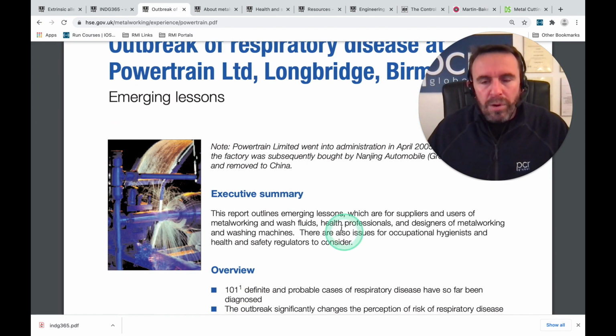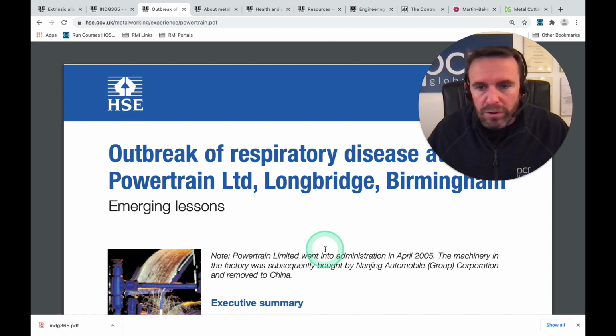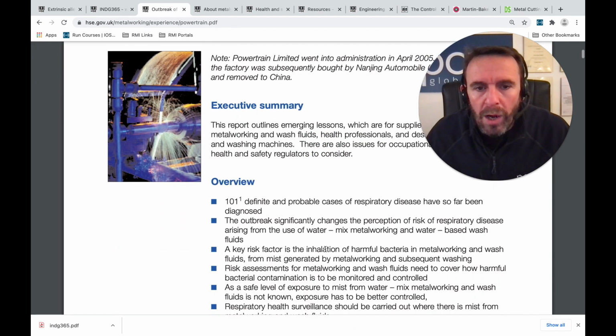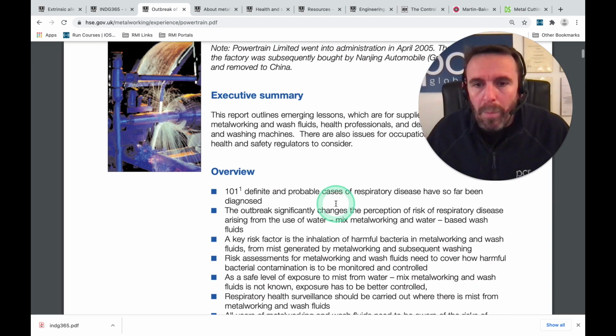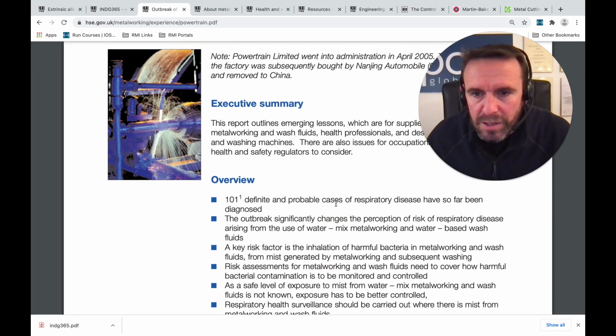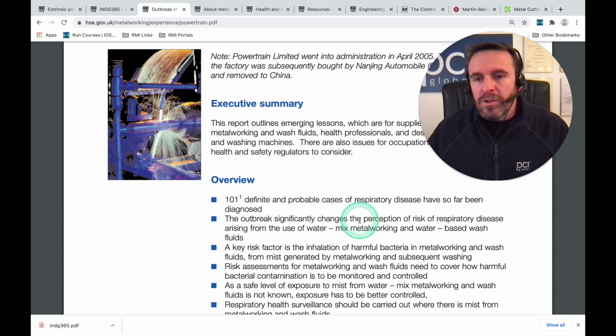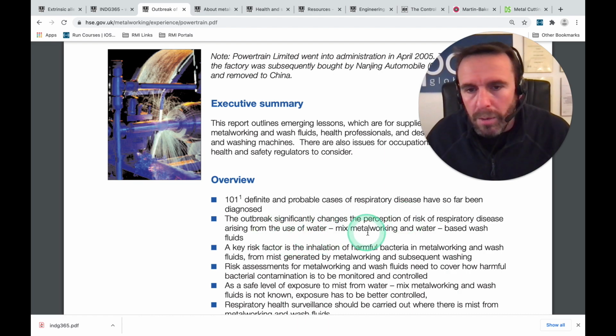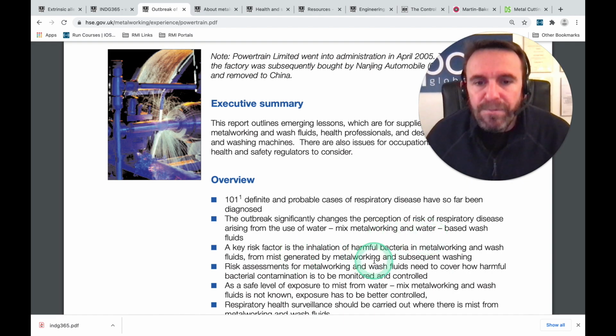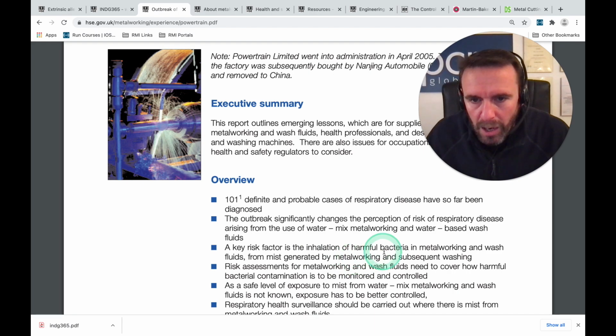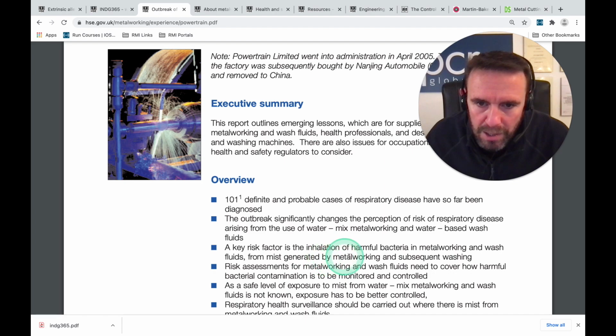So the executive summary, it's really worth looking through this document. It's not that many pages. 101 definite and probable cases of respiratory disease have so far been diagnosed. The outbreak significantly changes the perception of risk of respiratory disease arising from the use of water-mixed metalworking and water-based wash fluids. A key risk factor is the inhalation of harmful bacteria in metalworking and wash fluids from mist generated by metalworking and subsequent washing.